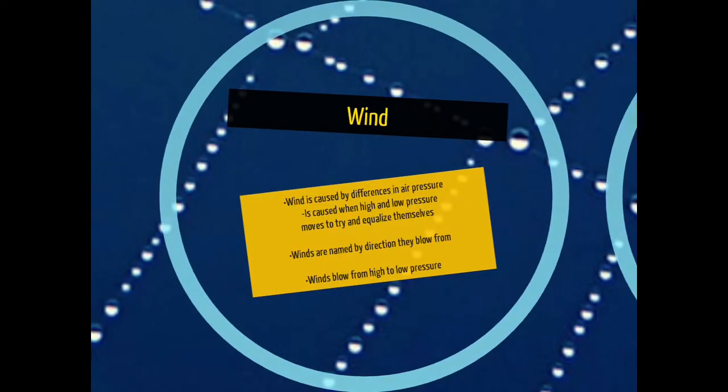Wind is caused by differences in air pressure, and it is caused when high and low pressure move and try to equalize themselves, and that's where wind is created. And then winds are named by the direction they blow from. So if we were to get winds coming from California or to the west of us, they'd be called the westerlies, or if we were to get them from New York or Maine coming from the east, they'd be called the easterlies because that's where they blow from.